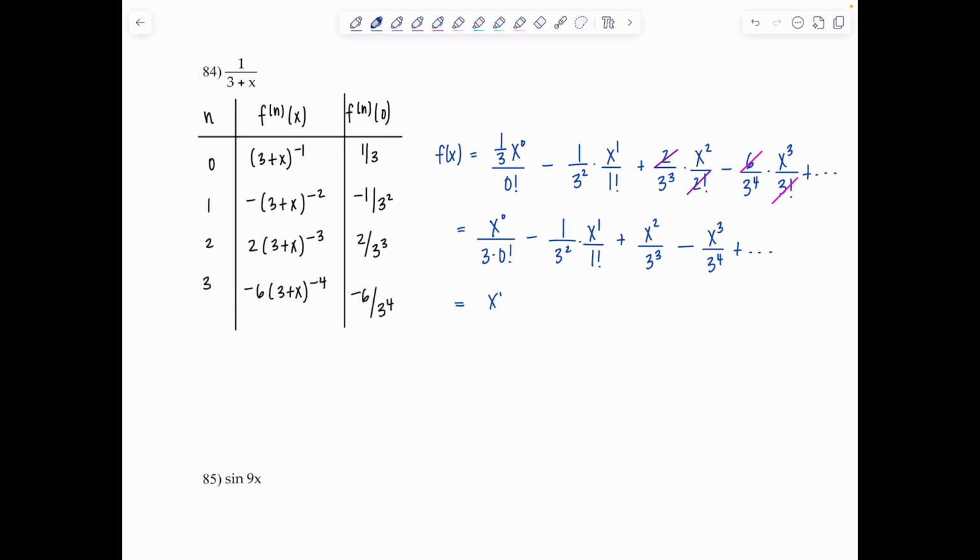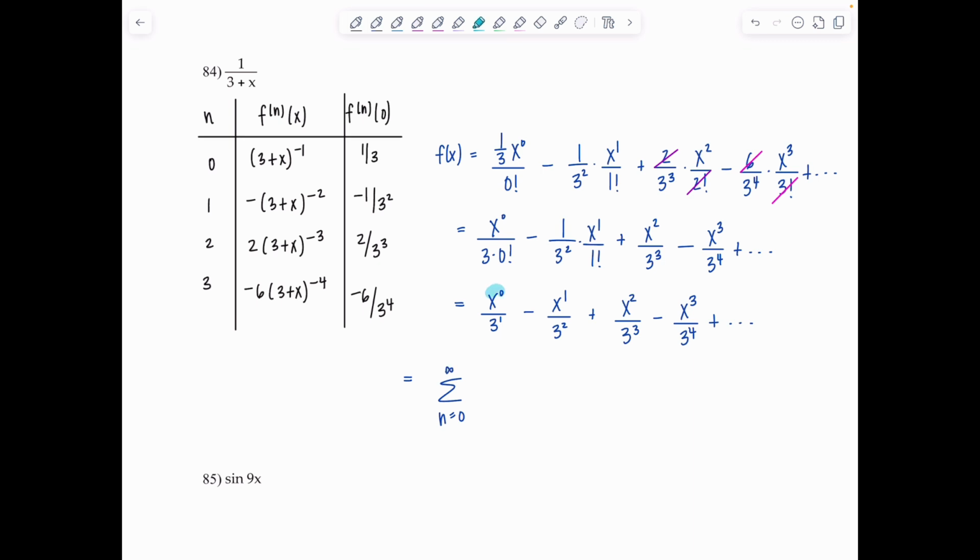Let me just write this as x to the 0 over 3 to the first minus x to the first over 3 squared plus x squared over 3 cubed minus x cubed over 3 to the fourth plus blah, blah, blah. Okay, now I feel good. So this is the sum, n equals 0 to infinity.